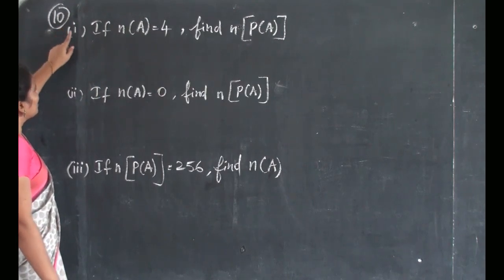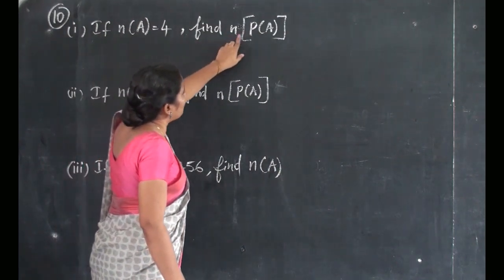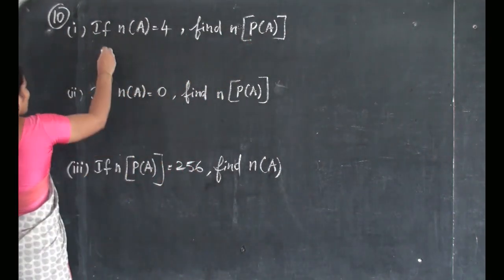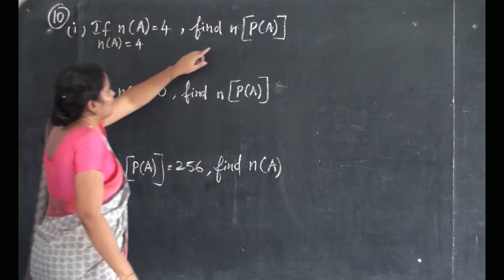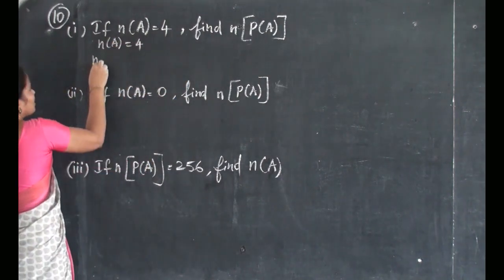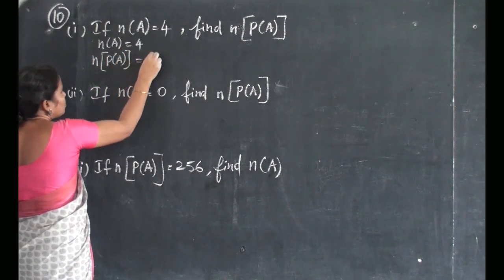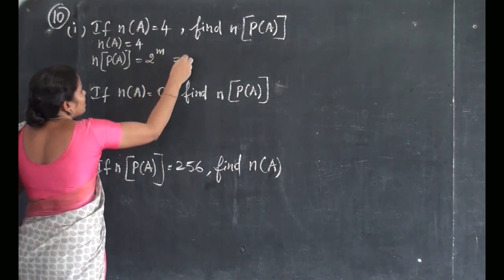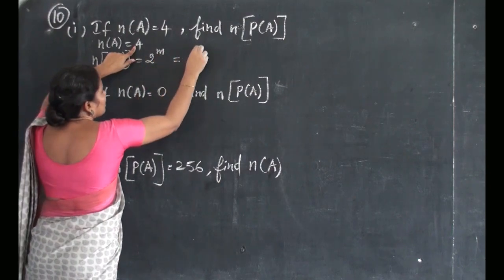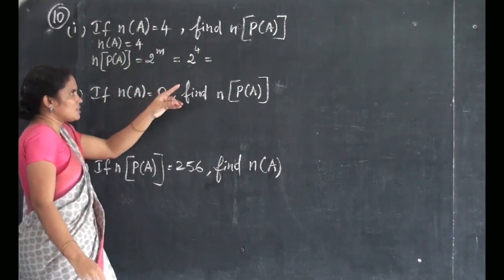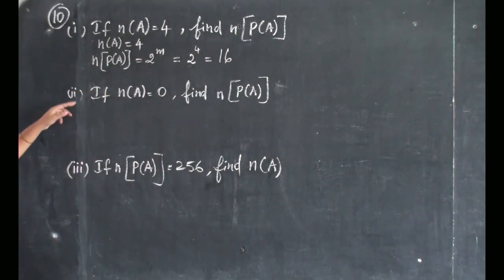Question number 10. Question 1: if n of A is equal to 4, find n of P of A. So n of A is equal to 4. And what is asked? The cardinality of P of A. Cardinality of P of A is equal to 2 to the power of m. The number of members present is 4. So 2 2s are 4, 4 2s are 8, 8 2s are 16. That's all.